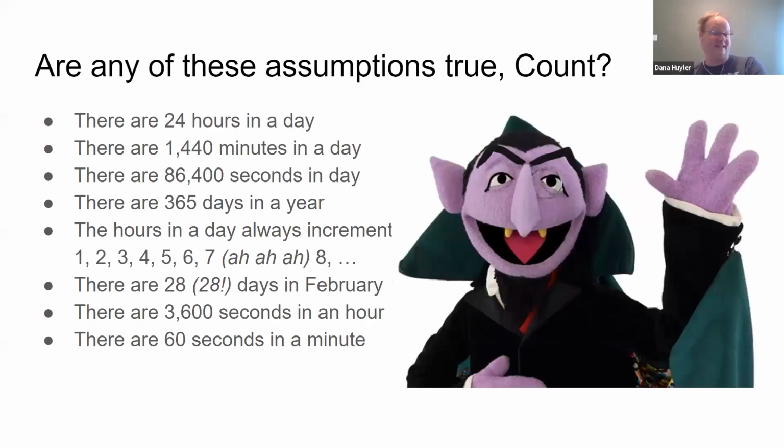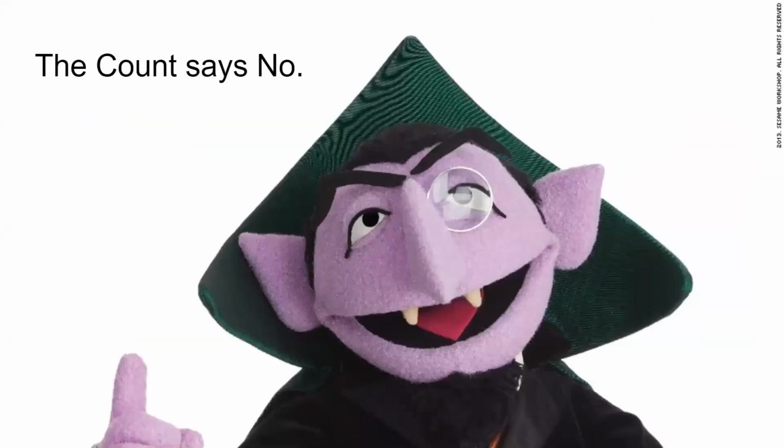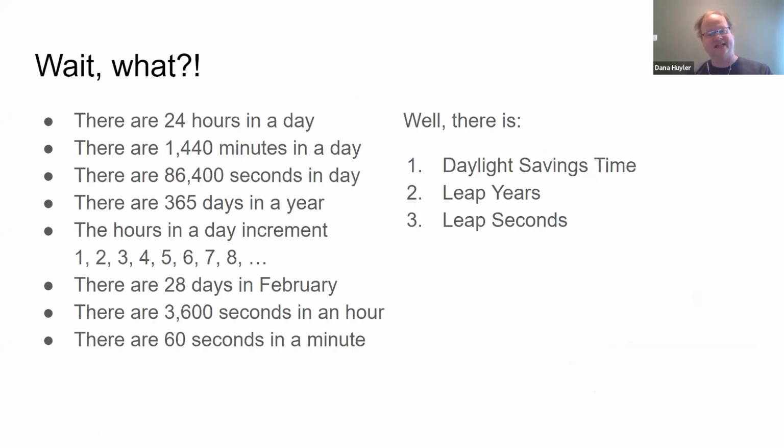365 days in a year. The hours always go up, and there are 28 days in February, and there are 3,600 seconds in an hour, and there's 60 seconds in a minute, right? These are all wrong, all of them. Each one of these assumptions is incorrect because there's daylight savings time, leap years, and leap seconds.